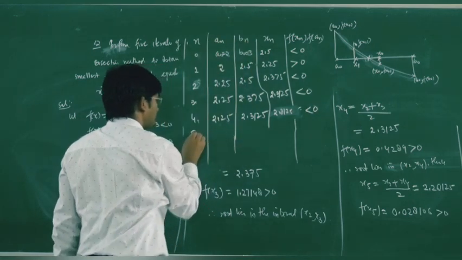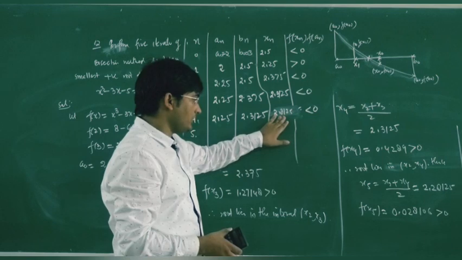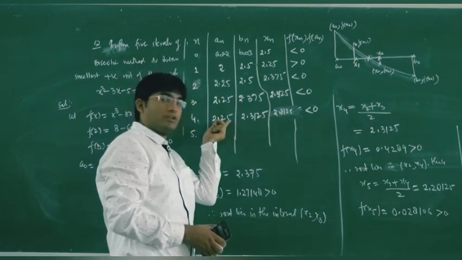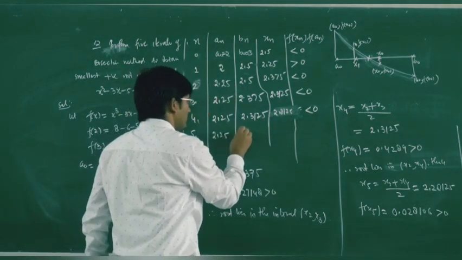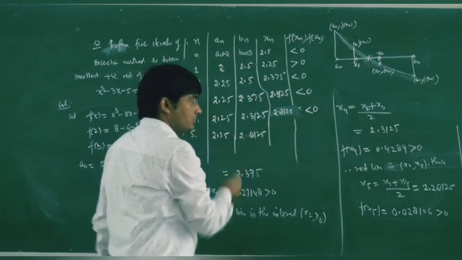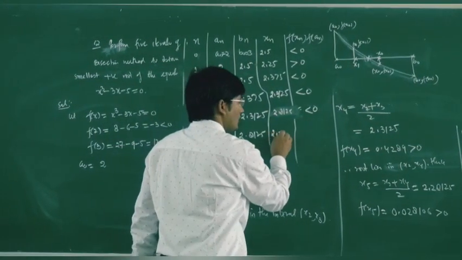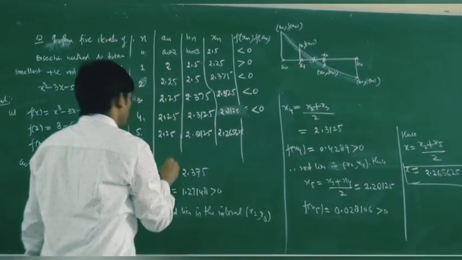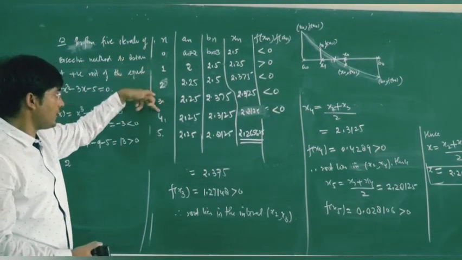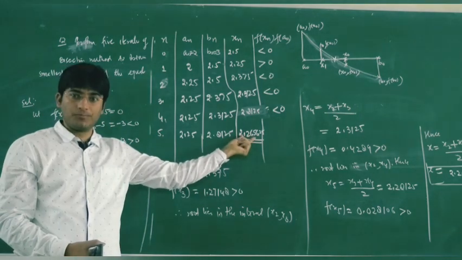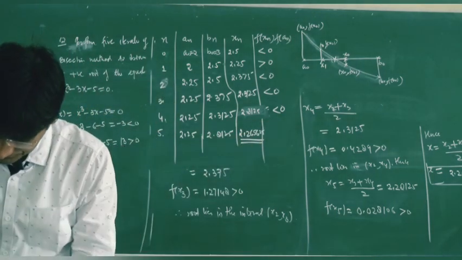Now in the next step, here the value of the function at this point is positive, and here the value of the function is negative. So our root will lie between this and this. So again the average of these two was this x2, which was 2.265625. Now here you can see that we have performed 1, 2, 3, 4, 5 steps, and in the 6th step we have the answer. So after performing 5 iterations, our root is equal to 2.265625.